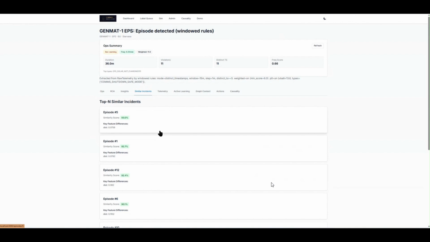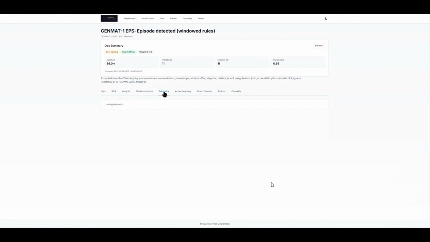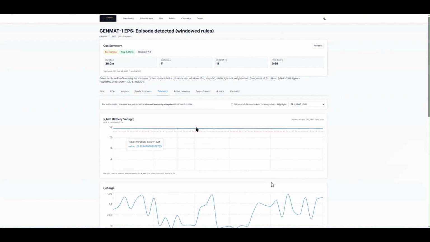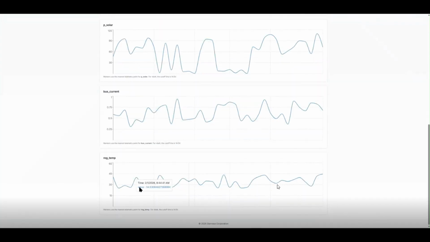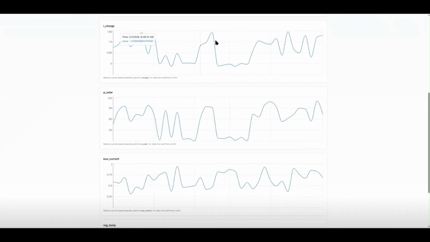Similarly, there's a telemetry tab. You can see all the telemetry. You can see that voltage here is not a problem. Always in the 16 volt range, very well charged, so not a problem. I charge, P solar. There are these. So any irregular trend, you'll immediately see it here. If there's a spike up or down, it will be visible here. So that's why this telemetry tab is there.